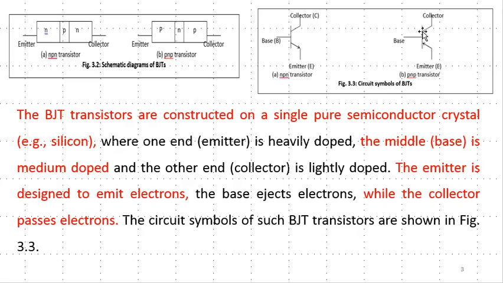So we have already explained that the BJT transistors are constructed using a single crystal, a single wafer of either silicon or germanium. And we said one end is heavily doped, we call it the emitter, and the middle, the concentration of the impurities is intermediate, and that is my base. And the other end is slightly doped, the level of impurity concentration is very small, and that is my collector.